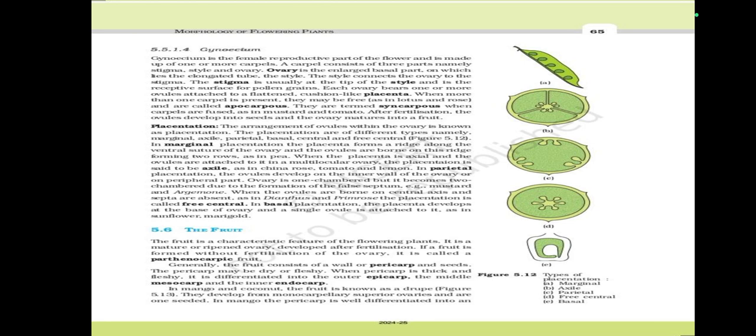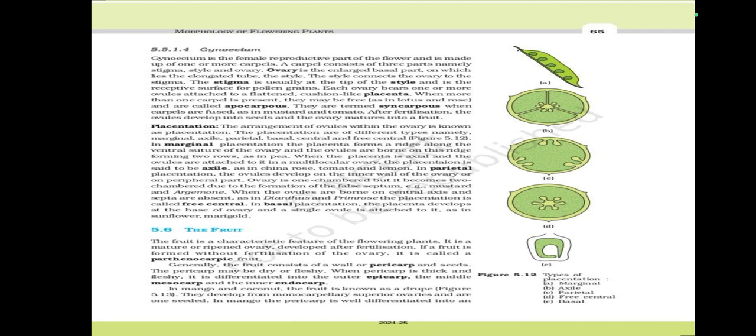In parietal placentation, the ovules develop on the inner wall of the ovary, which becomes chambered due to the formation of a false septum, for example, mustard and argemone. When the ovules are borne on the central axis and septa are absent, as in dianthus and primrose, the placentation is called free central. In basal placentation, the placenta develops at the base of the ovary and a single ovule is attached to it, as in sunflower and marigold.